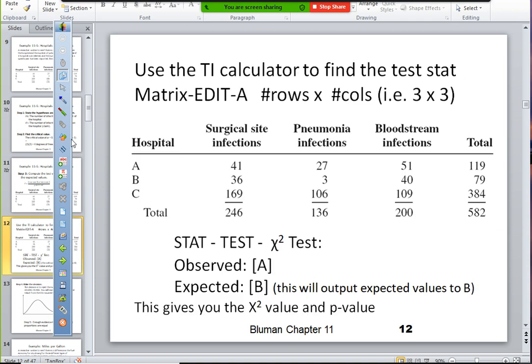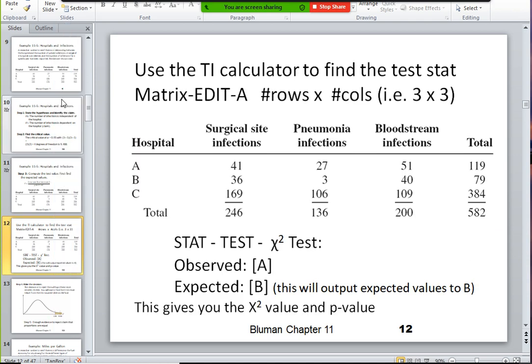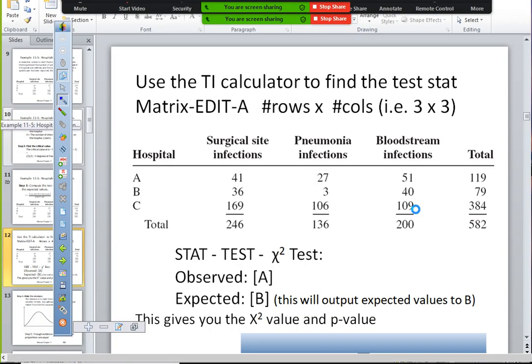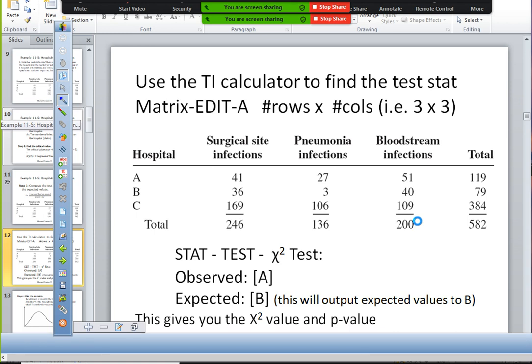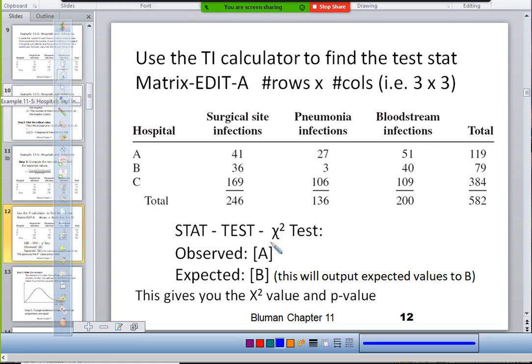And then once you find just those two, then to find your chi-squared test statistic, you can just use stat test chi-square test. You can put this into matrix A, and it will compute matrix B. You don't need to put anything in matrix B. It's going to overwrite whatever's in matrix B and input the expected values into there. And it'll give you a chi-squared and your p-value.